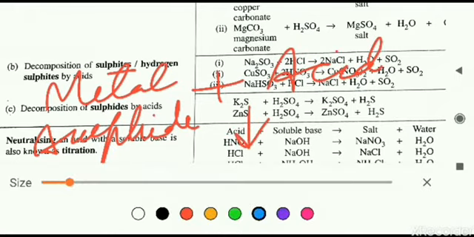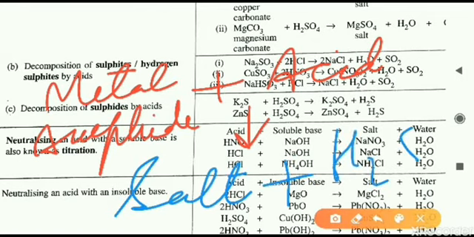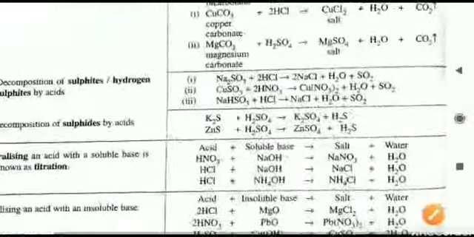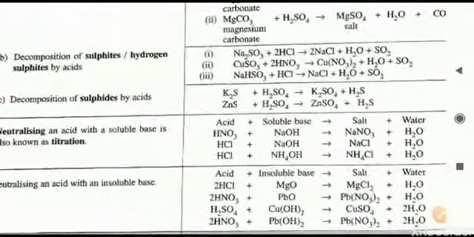We are getting two things now, not three things like earlier. One will be salt, and another one will be H2S gas, that is hydrogen sulfide gas will form. So in all three cases different gases are formed: carbonate, CO2; sulfite, sulfur dioxide; and in case of sulfides, here we will get hydrogen sulfide, H2S gas.